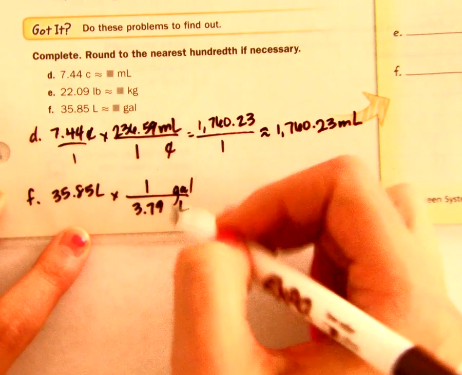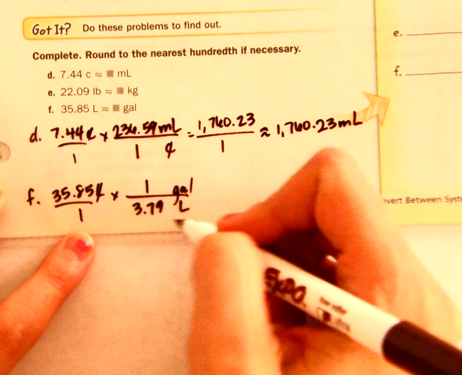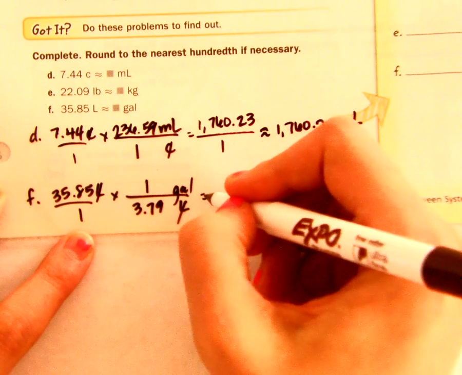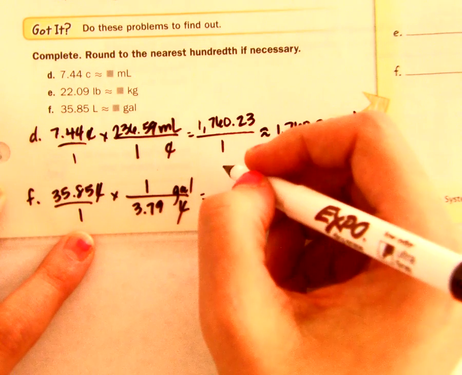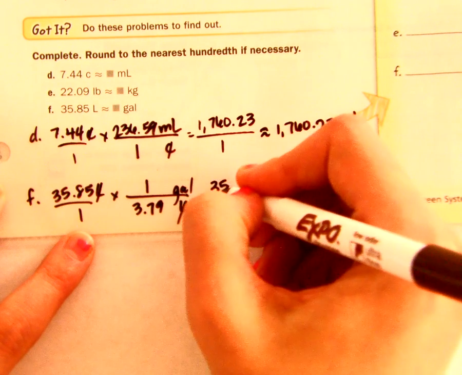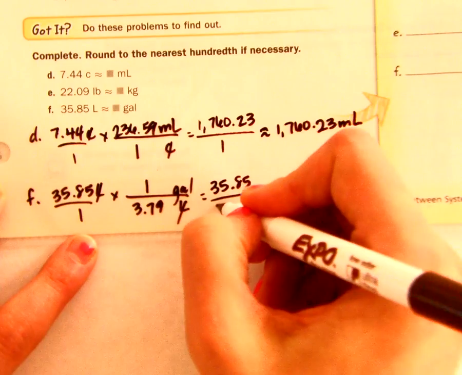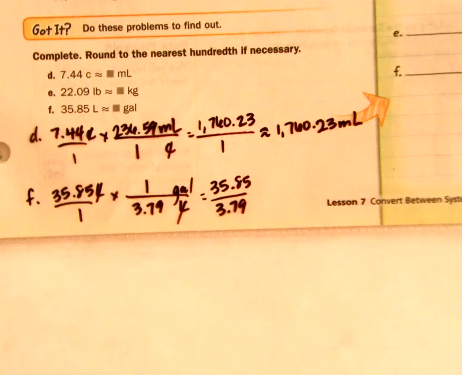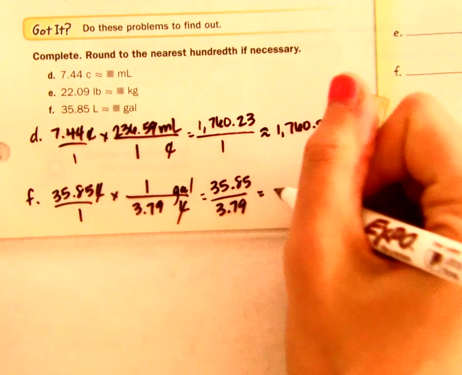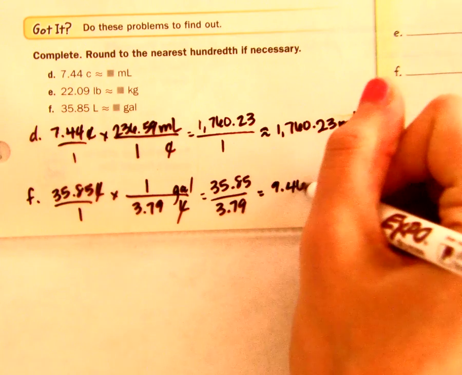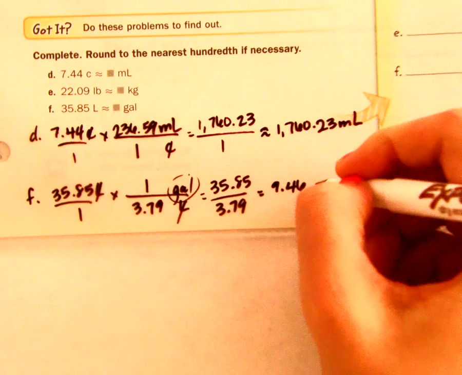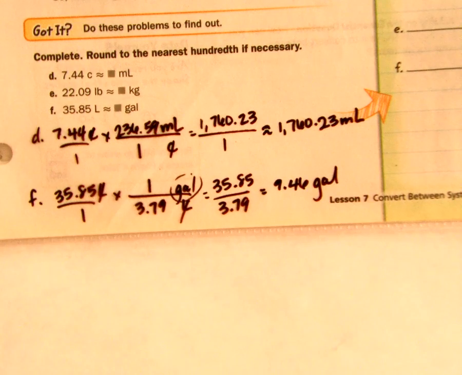Now that I have my 2 fractions filled in, I can simplify my liters, and I can multiply straight across. 35 and 85 hundredths times 1 is 35 and 85 hundredths. Then 1 times 3 and 79 hundredths is 3 and 79 hundredths. Again, I need to simplify this. I just want to know in one term how many gallons it would be. So I take numerator divided by denominator. When I divide those, I would get 9 and 46 hundredths. Again, my label that's left over is gallons, so I would say it is 9.46 gallons. I'm rounding to the nearest hundredth, so again, that's 2 places after the decimal point, so I stopped at 6.